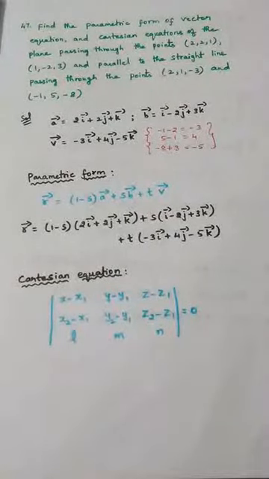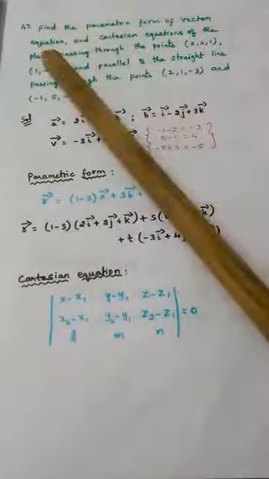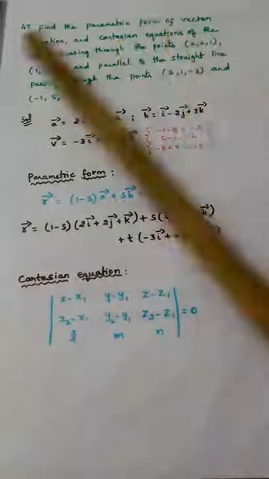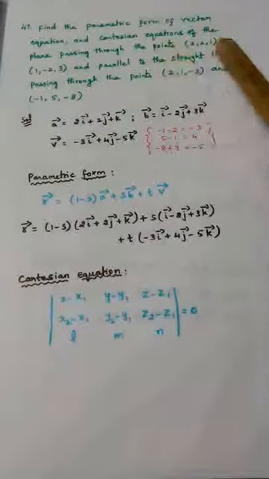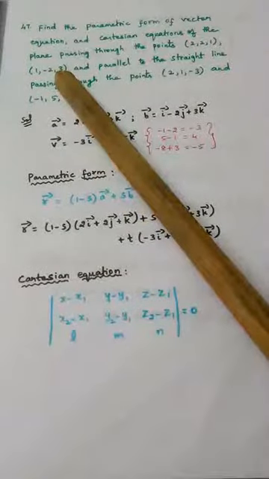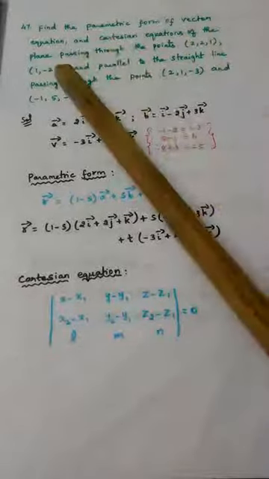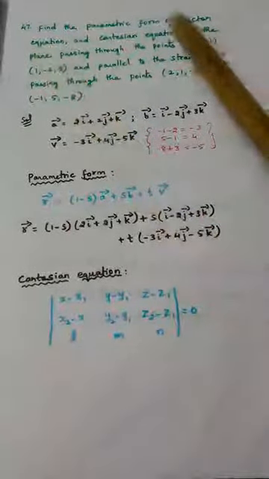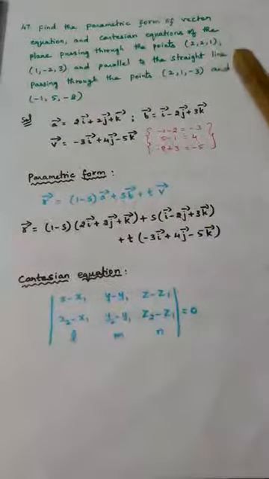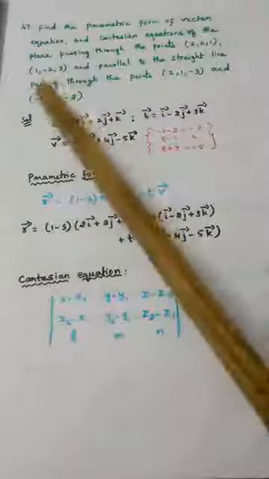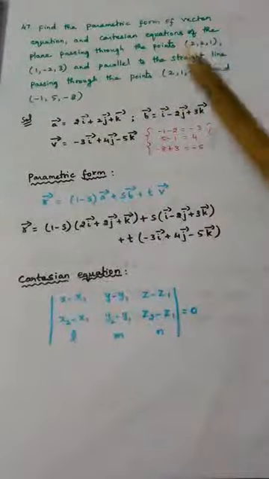Question number 47. Find the parametric form of vector equation and the Cartesian equation of the plane passing through the points 2, 2, 1 and 1, minus 2, 3. So by seeing the question itself, we can easily say that the plane passes through this point and this point. So 2 points were given, and listen carefully, and parallel to the straight line passing through the points, another 2 points are given. So don't get confused whether 4 points are given, no.